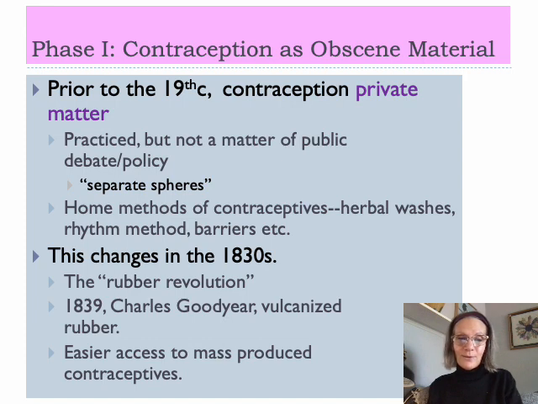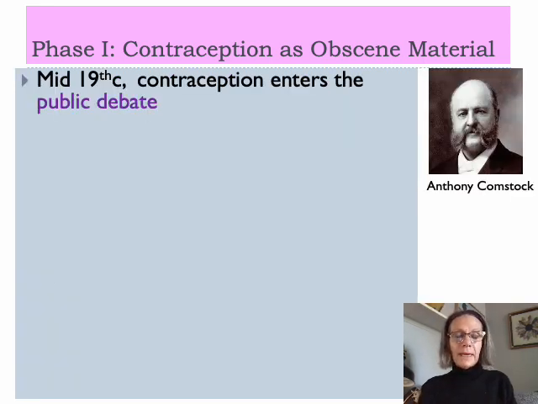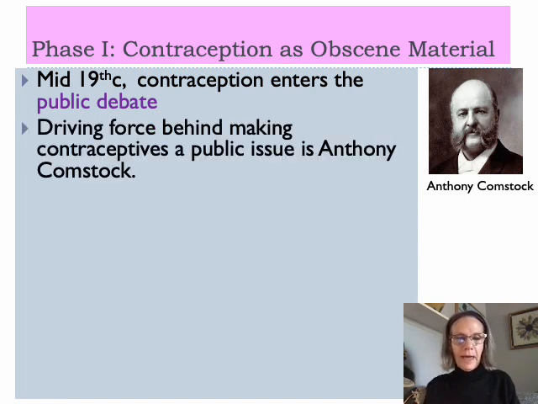And yes, if that name sounds familiar, Charles Goodyear, he wasn't the founder of the Goodyear Tire Company, but when that tire company was formed, they named it after Charles Goodyear. So we have this rise of the use of contraceptives at the early part of the 19th century. It's in the mid 19th century, around the 1860s, that contraception begins to enter the public debate. And the driving force behind making contraceptives a public issue is Anthony Comstock, who is pictured there.